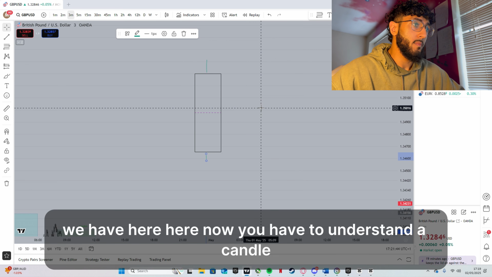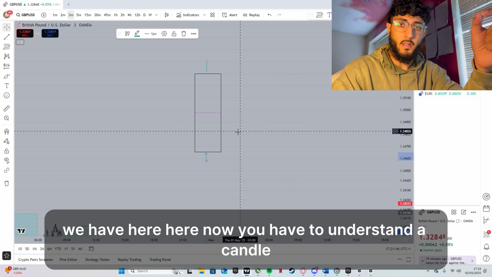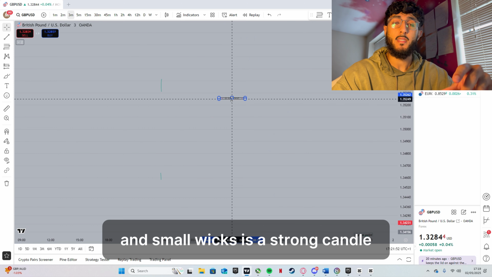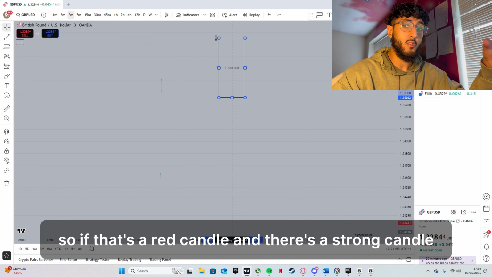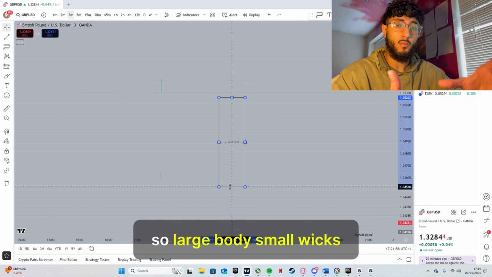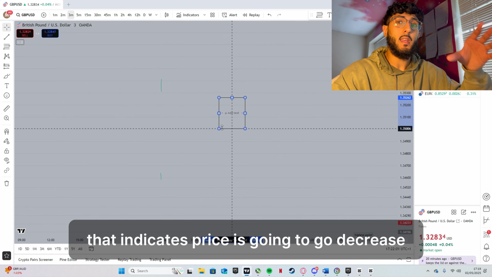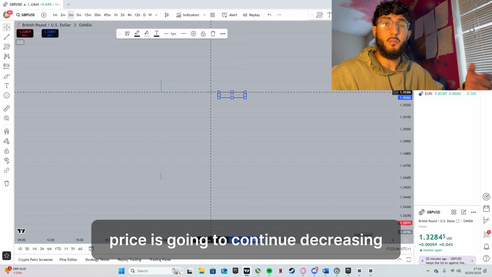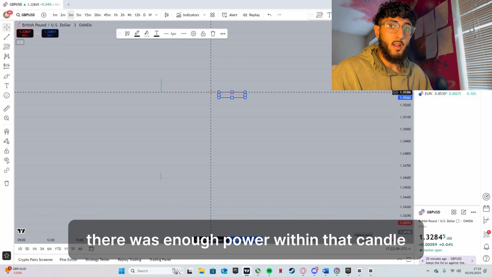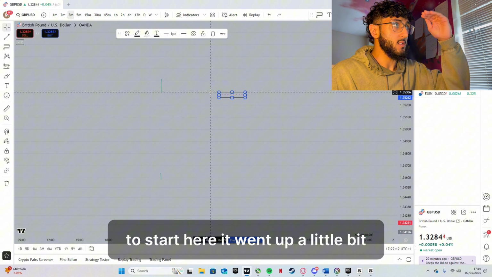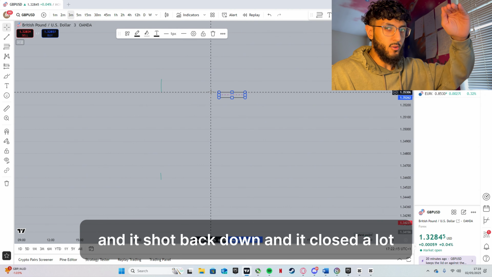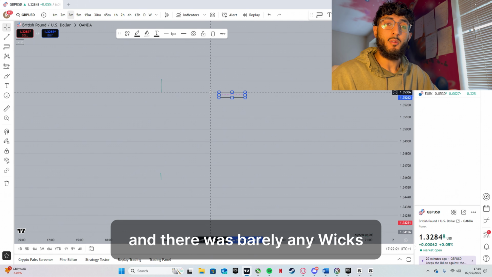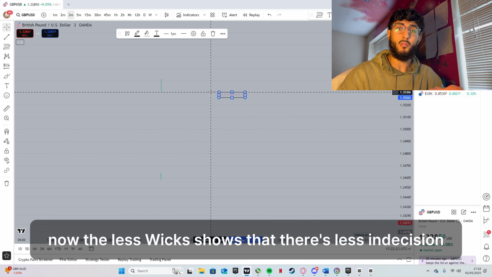We have here. Now, you have to understand, make sure you guys make note of this, a candle with a large body and small wicks is a strong candle. If that's a bearish candle, so if that's a red candle and it's a strong candle, so large body, small wicks, that indicates price is going to decrease. The price is going to go further down. Price is going to continue decreasing, because it shows that there was enough power within that candle to start here. It went up a little bit and it shot back down, and it closed way further below opening price, and there was barely any wicks. Now the fewer wicks show that there's less indecision.